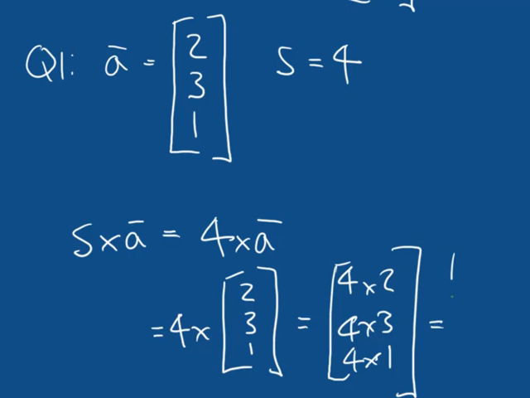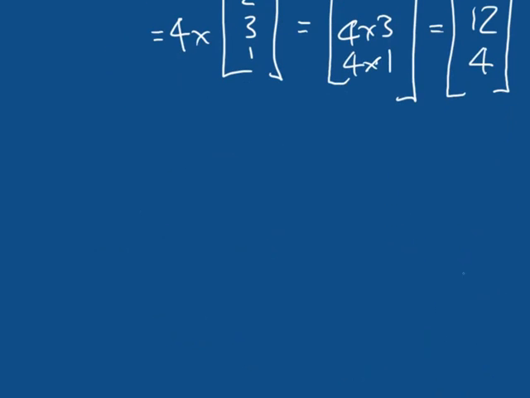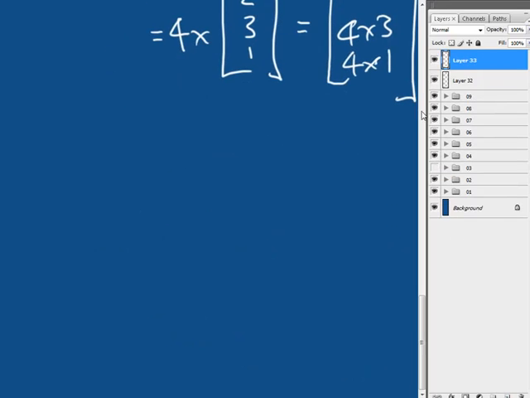Fantastic, which gives us a vector that is 4 times 2 is 8, 4 times 3 is 12, and 4 times 1 is 4. Fantastic. So the result you should have got is that our vector for 4 times A is 8, 12, and 4. 8 in X, 12 in Y, and 4 in Z. So that's the first question. And I will bring up a new whiteboard just in case we don't have enough room. I'm going to set another question.